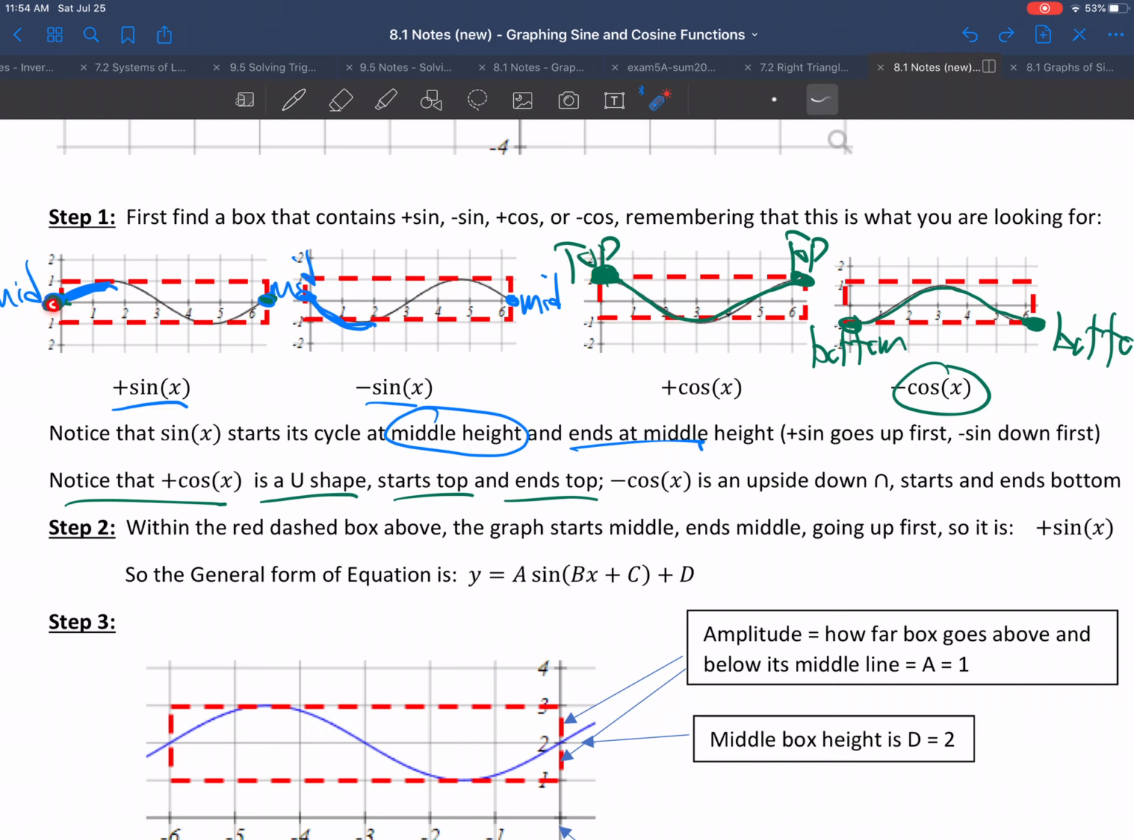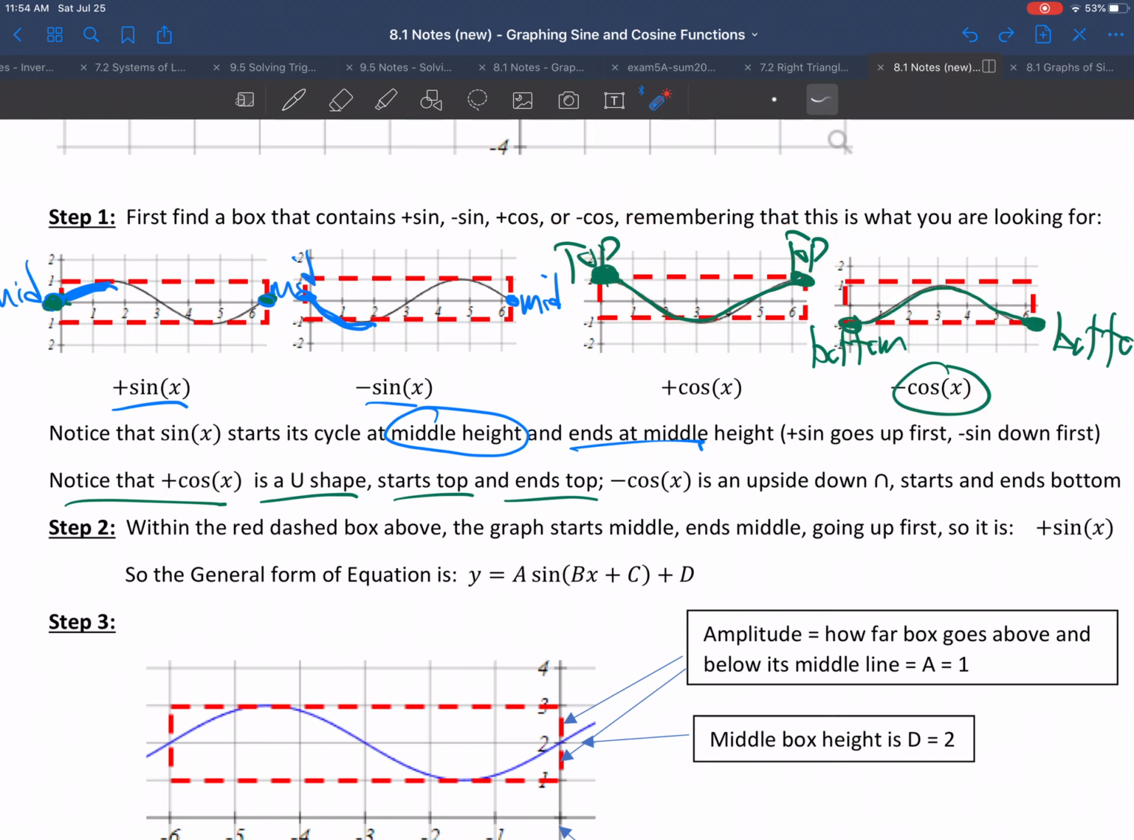What do I mean? Sine starts in the middle, goes high, goes low, back to the middle. That's a positive sine. Negative sine, same thing, starts in the middle, but it goes low first, then high, back to the middle. So sine always starts in the middle and ends in the middle of the box. Whereas cosine is a U up. It starts and ends at the top of the box. Or upside down, negative cosine starts and ends on the bottom of the box, not the middle.